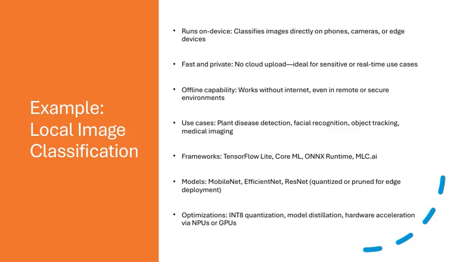In terms of frameworks, we often use TensorFlow Lite, Core ML, ONNX Runtime, or MLC AI, which are optimized for deploying models on edge devices. Popular models like MobileNet, EfficientNet, and ResNet are frequently used, and they can be quantized or pruned to make them smaller and more efficient for deployment. To boost performance further, various optimizations are employed, such as INT8 quantization, model distillation, and hardware acceleration through NPUs or GPUs. These techniques help deliver high accuracy while maintaining the speed and efficiency needed for on-device processing.